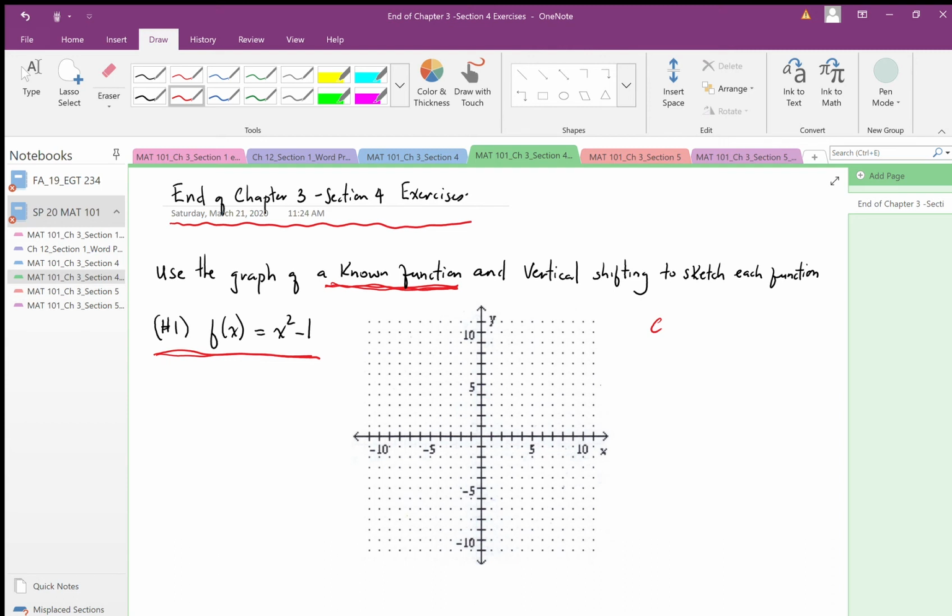Okay, class. Let us try to solve some problems at the end of chapter 3, section 4. Number 1 is asking us to use the graph of a known function, and they want us to vertically shift the sketch of this particular function. So our first function here is f of x equals x squared minus 1.